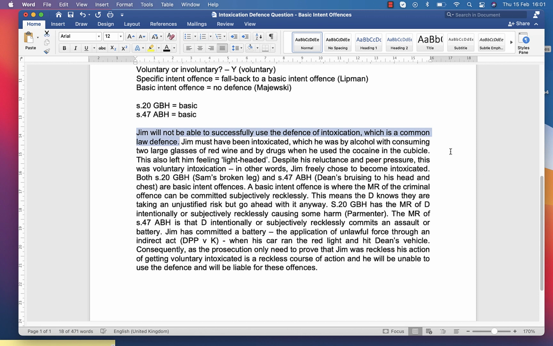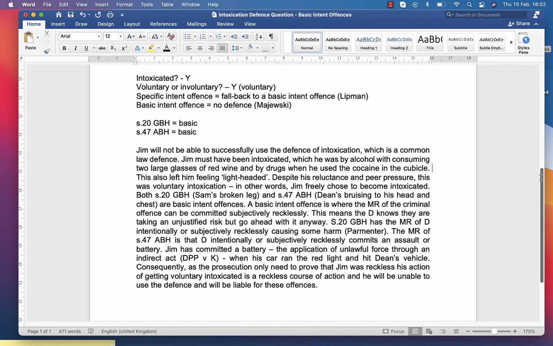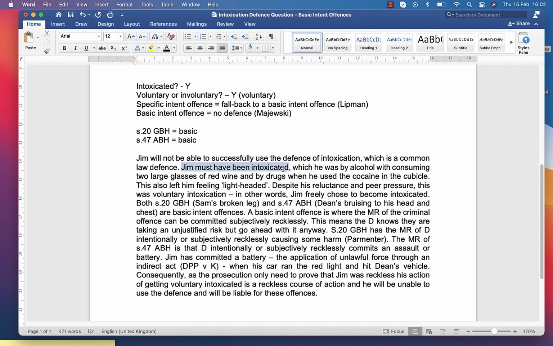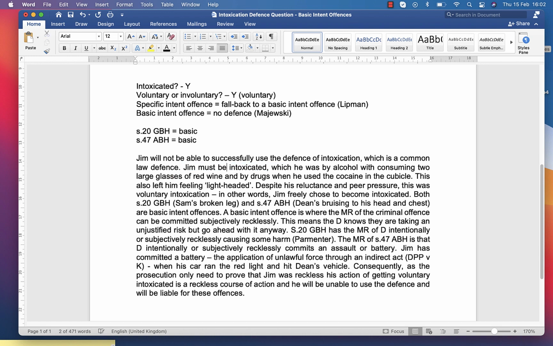So that's my starting point. And by saying whether the defence is statutory or common law, we then just follow our flowchart essentially. So I put here, Jim must be intoxicated, which he was by alcohol, consuming 2 large glasses of red wine, and by drugs when he used the cocaine in the cubicle. So that's me essentially answering this bit up here. Was he intoxicated? Okay, so that's the first part.